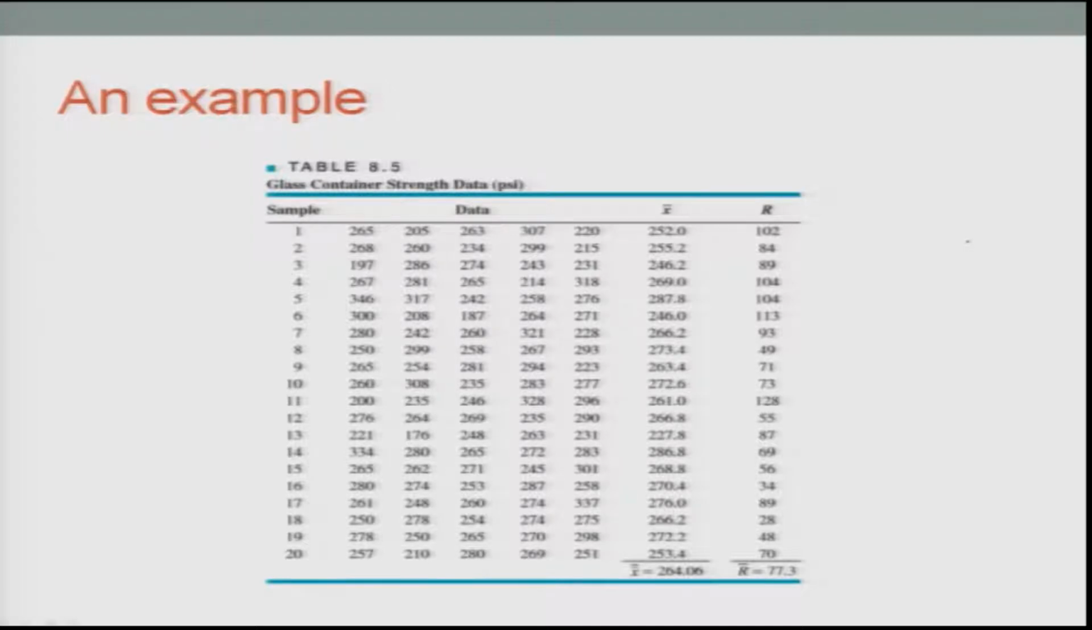For each row, for each sample, you find out the averages, which comes out as given in the second last column, which is x bar. So, the first value is 252, the last value is 253. So, from summing them up, dividing by 20 gives you the x double bar, which is actually the average of the averages of the sample, or technically if you have taken a huge number of samples repeatedly with each sample size being large, then this value of 264.06 would be exactly equal to the population average.